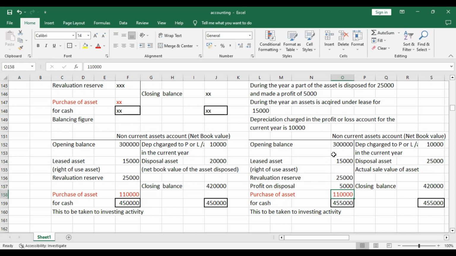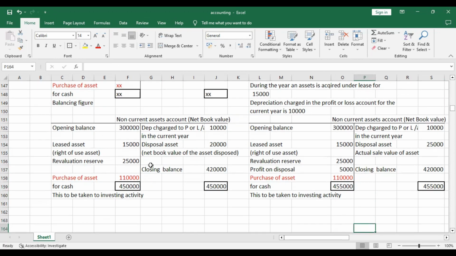So 300, 320, 345. Okay, 345. 455 minus 345 is equal to 110. So this amount won't change. But where is the change? Here is a change, so please observe. Here we have taken very clearly the net book value of the disposal. Here we have taken the actual disposal value. If you take actual disposal value, you have to show the profit or loss. In case of profit, you have to take it on the debit side. Loss, you have to take on the credit side. Please remember. So that is the difference that you need to observe.